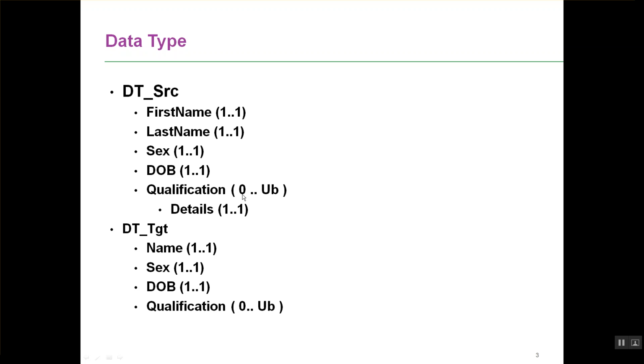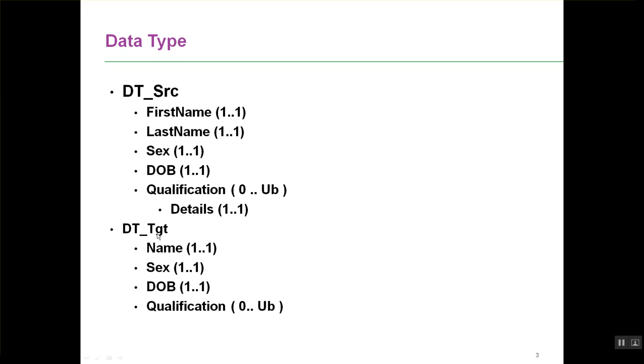If you see, this is called a 0 to unbounded. An employee can have multiple qualifications or even certifications. So that is what a qualification means. And each employee can have 0 qualifications or multiple qualifications. And within the qualification, you will have one detail denoting what is the qualification of that particular employee. So this is what the source structure is going to look like.